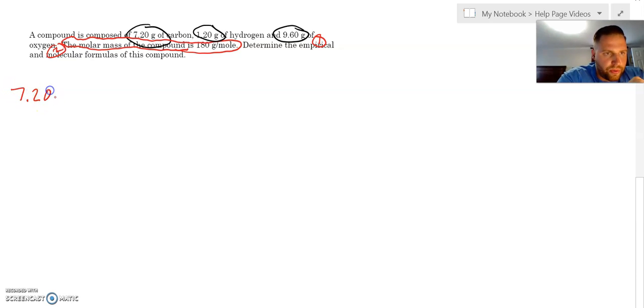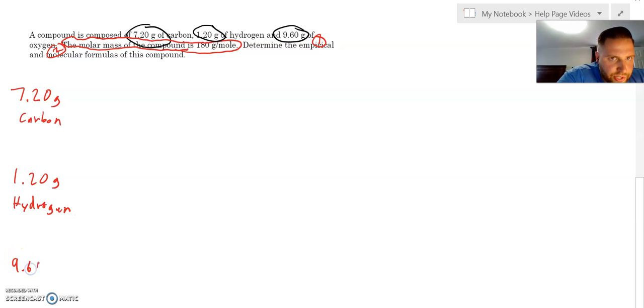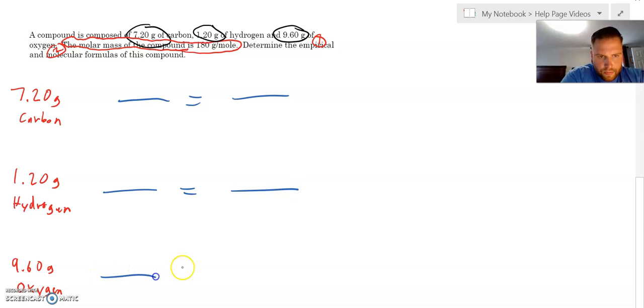So we have 7.20 grams of carbon, 1.20 grams of hydrogen, and 9.60 grams of oxygen. Okay, let's set up proportions for each of these. And remember, we want to figure out how much a mole of each of these weighs.